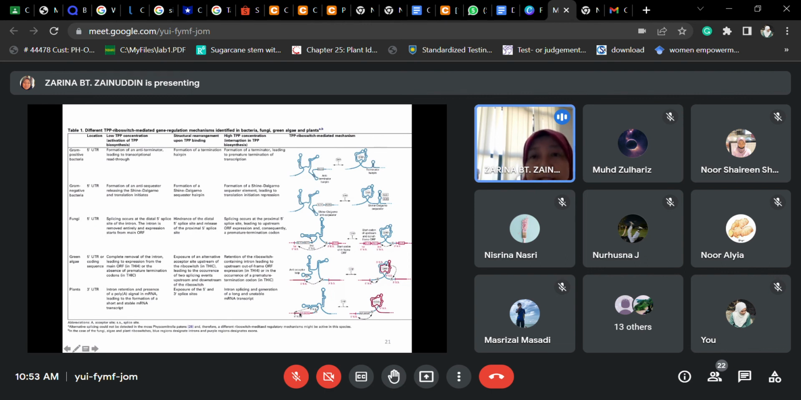But in high TPP, TPP will bind to the aptamer or binding domain. It will cause the intron to be spliced, and generation of an unstable mRNA transcript. So when this mRNA transcript is not stable, transcription will cease. Okay, so this is the different mechanism of regulation by riboswitches between the kingdoms. Okay, right? So I'm just giving an example.